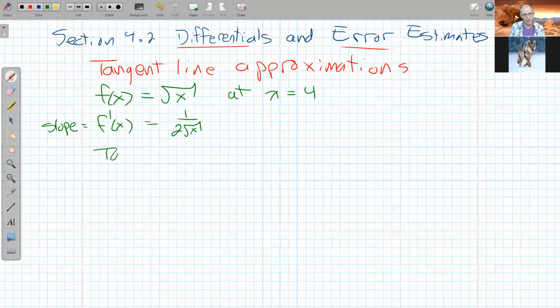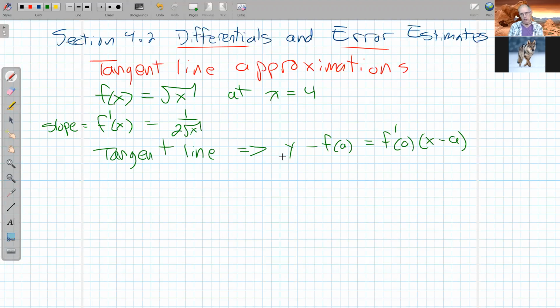To find the tangent line, the point slope form is enormously helpful. Y minus f of a equals f prime of a times x minus a. So I've used this version a lot in Desmos, where I can make kind of a quick tangent line or an interactive tangent line. So point slope form and function notation. For this particular problem, if we plug in 4, we get 2. So y minus 2 is equal to 1 over 2 times the square root of 4 times x minus 4.